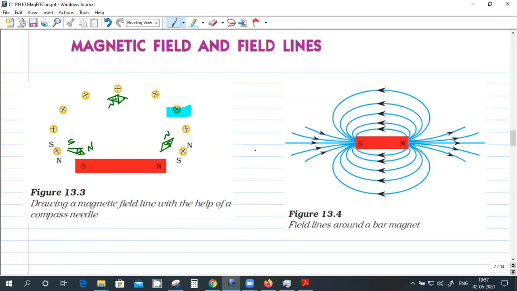Suppose I take this as a direction of something, and I keep moving this needle, so it will show a direction. Here the direction will be like this. Here the direction will be like this. Here the direction will be like this. Now I draw a curve which is tangent to all these arrow marks.